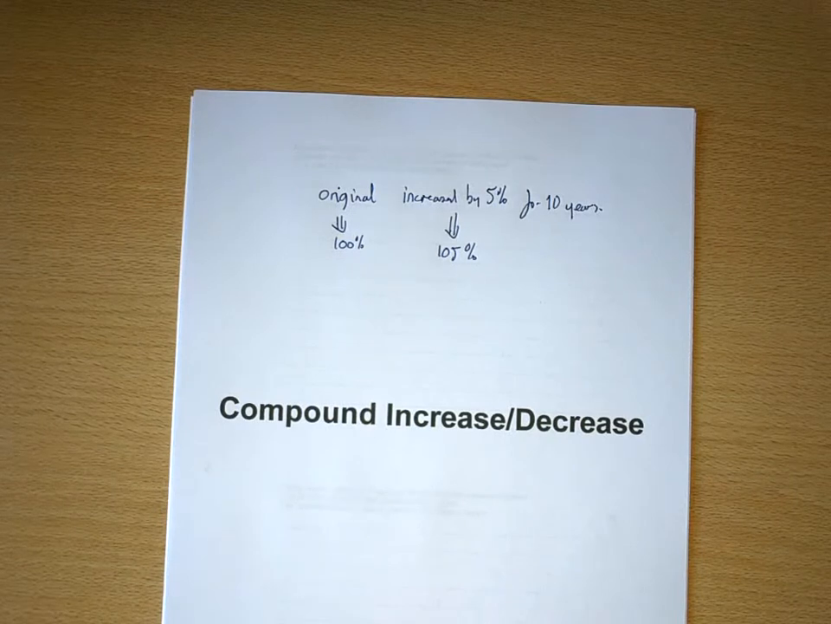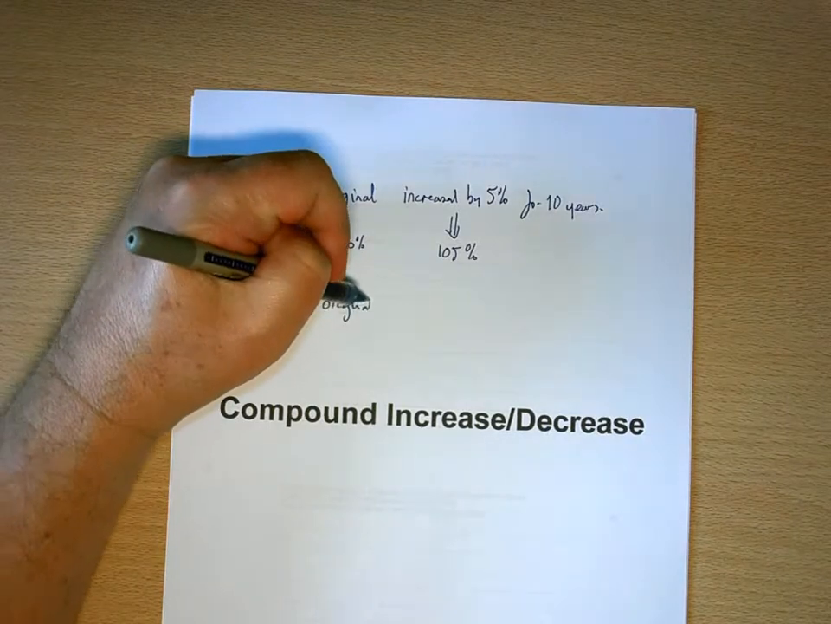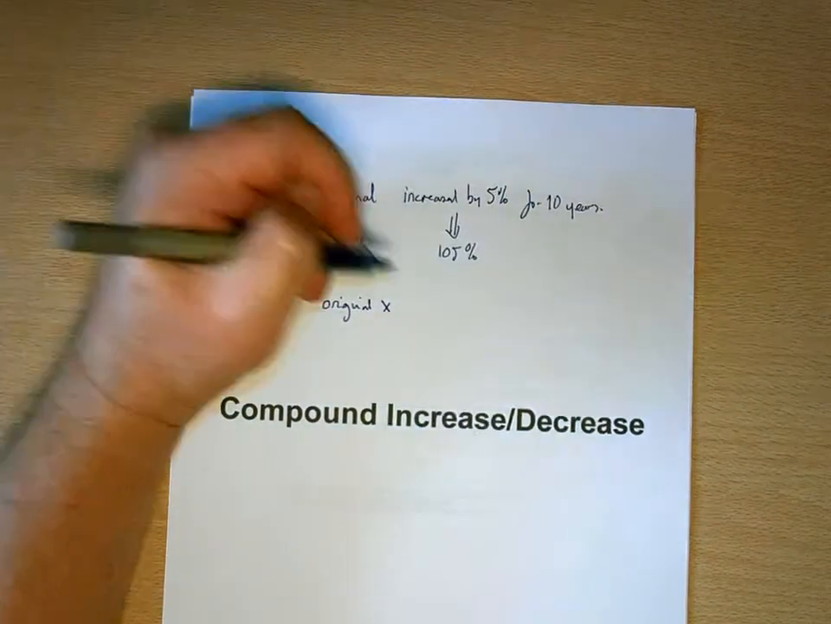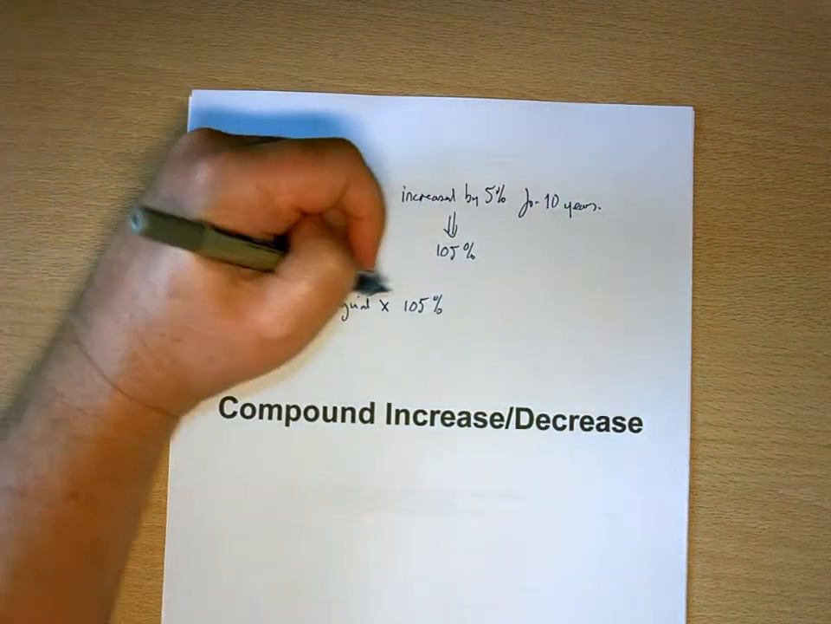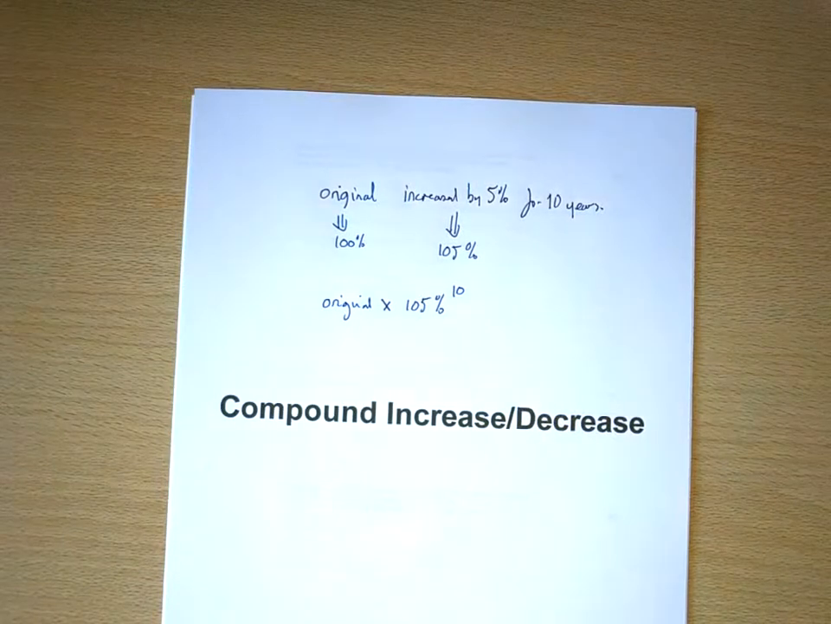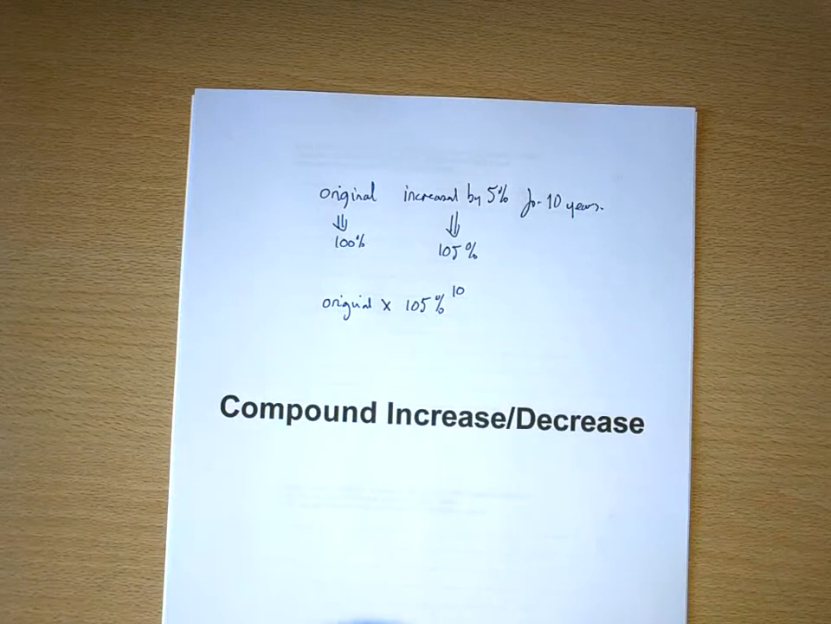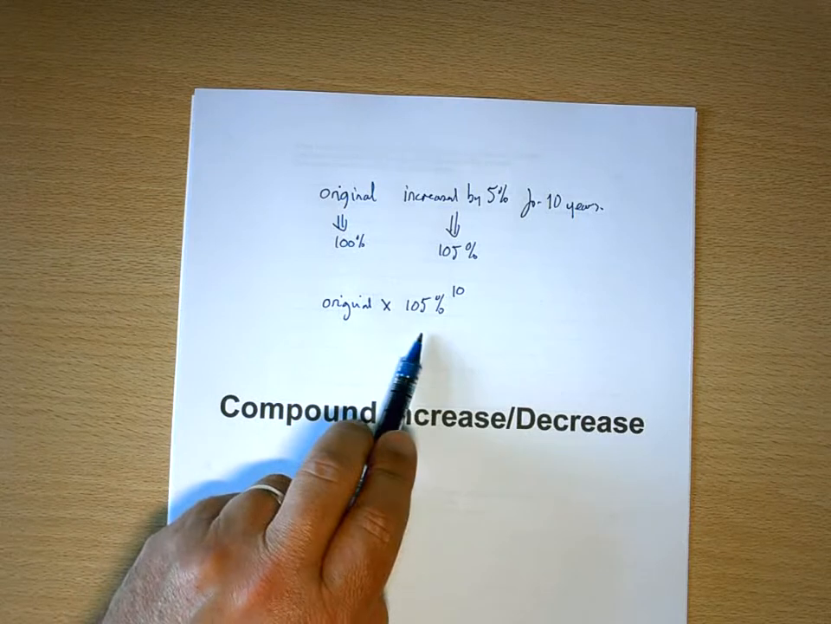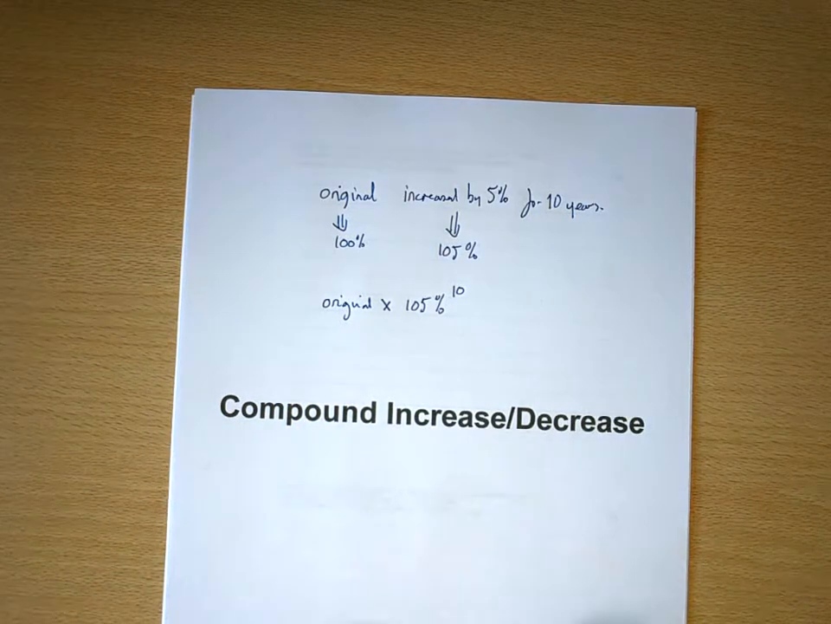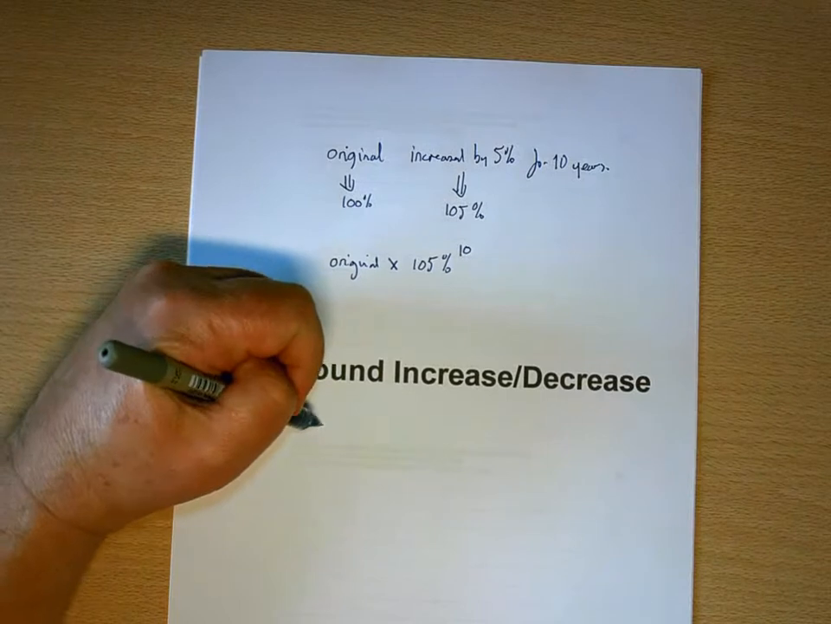So the way that you then calculate how much you get at the end of that is you would multiply the original by the increase factor, so in this case 105%, to the power of however many years there are. So increase factor to the power of 10 times the original. That will then give you what you've got after 10 years. So if they want to know what the increase is, you would take the original off that.